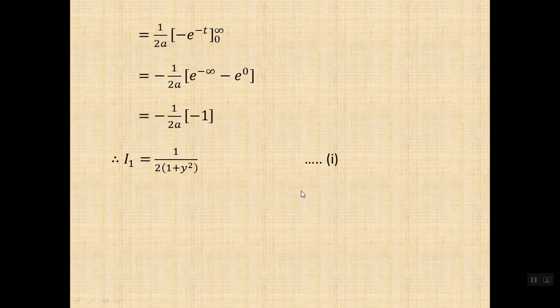Put this value of I1 in our original example, that is I equal to integral from 0 to infinity of I1, 1 by 2 into 1 plus y square, with respect to y. This 1 by 2 is a constant and can be taken outside of the integration, and the integration of 1 by 1 plus y square will be 1 by 2 into tan inverse of y, lower limit 0, upper limit infinity.